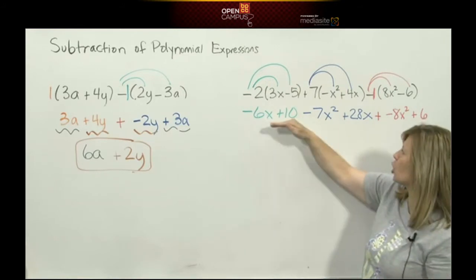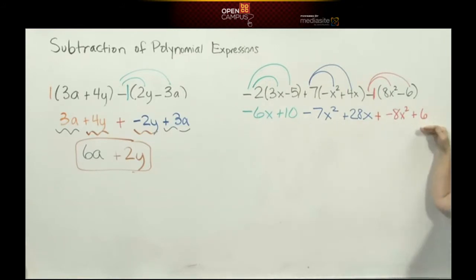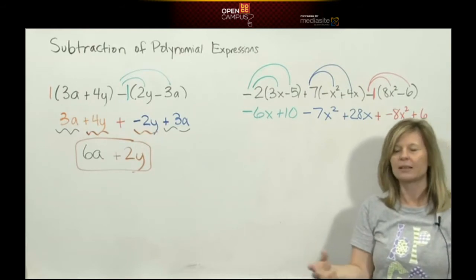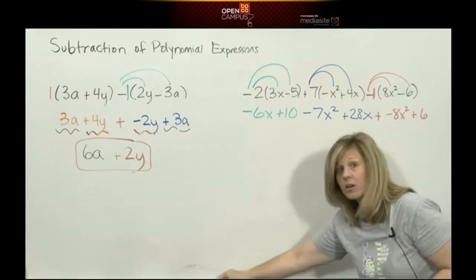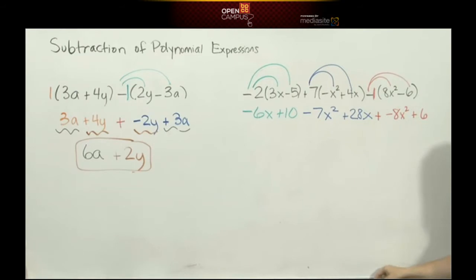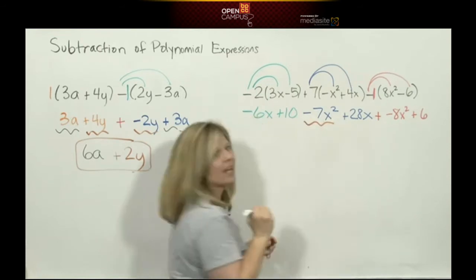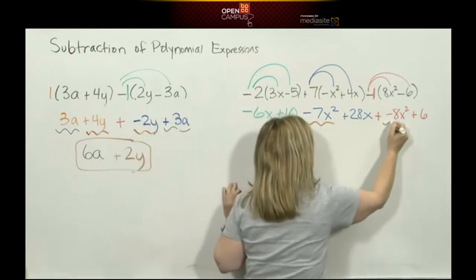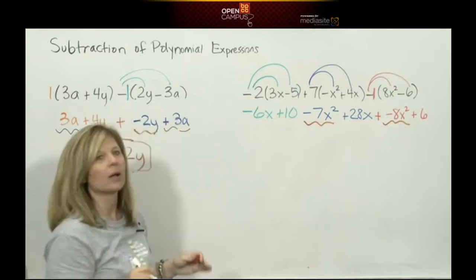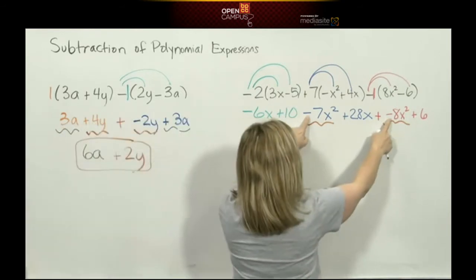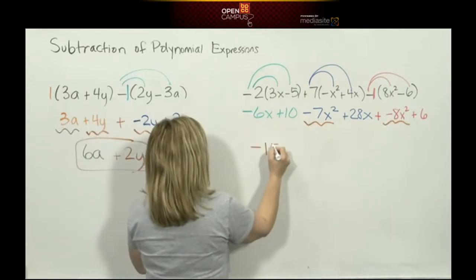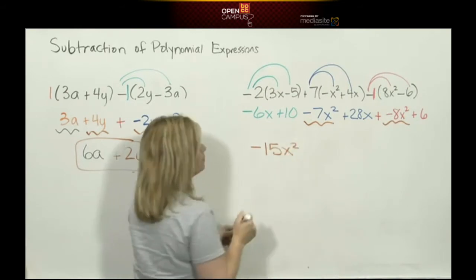No, we have 6 terms, 1, 2, 3, 4, 5, 6, and now our job is to collect them. All right, we talked about this. We want our answer always in descending order. So let's look for our biggest exponent, which is this square. So we have a negative 7x squared, and we want to put that together with a negative 8x squared. They're both negative numbers, so we would add, and we would get negative 15x squared.